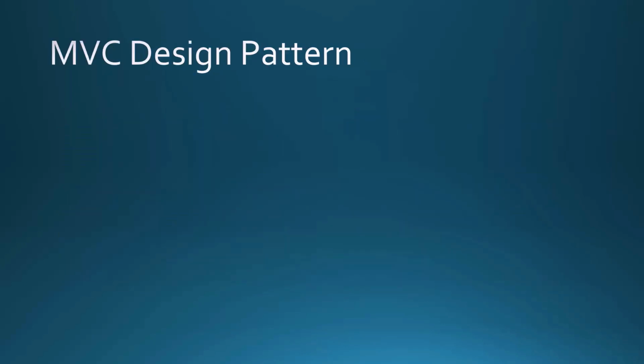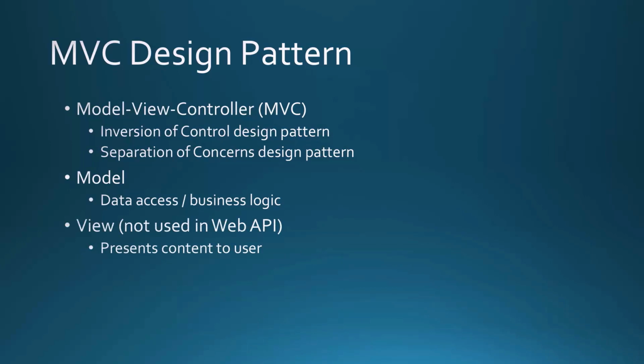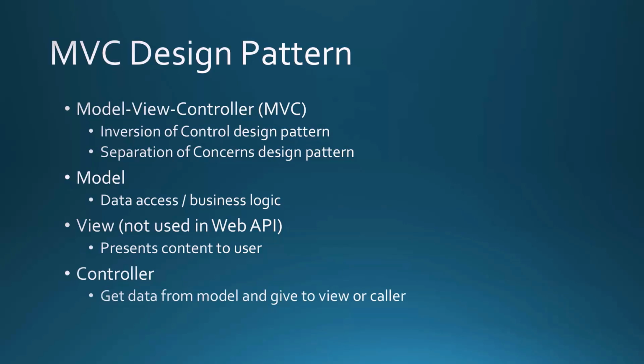Let's now take a look at the MVC design pattern. MVC stands for Model View Controller. It's a design pattern based on the inversion of control and separation of concerns design patterns. The model is simply a class that we use to access data and perform some business logic. The view portion, not used in Web API, is responsible for presenting the content to the user, usually in the form of an HTML page. The controller allows us to get data from the model and give it to the view, or in the case of a Web API, the caller.